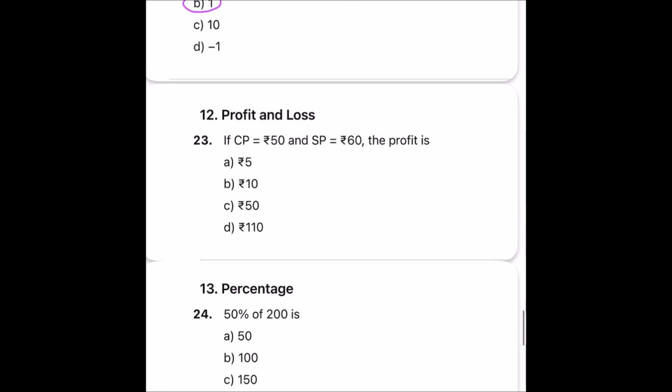Next is profit and loss, and this is question 23. It says if cost price is 50, selling price is 60, the profit is. So cost price is less than selling price, so we'll do selling price minus cost price to get the profit. So profit will be 60 minus 50 rupees, which is equal to 10 rupees. So option B will be the correct answer.